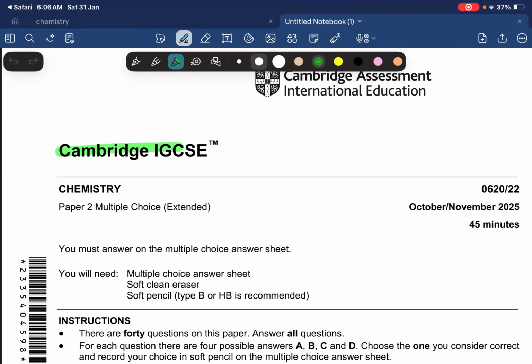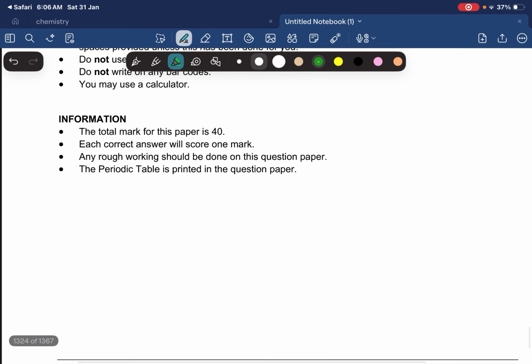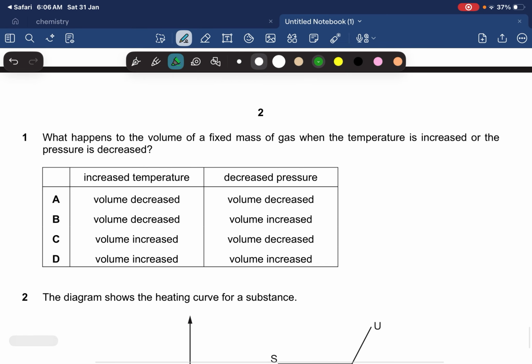We're going to be doing Cambridge IGCSE Chemistry, Paper 2 Multiple Choice Extended, October-November 2025, Paper 22. The first question states, what happens to the volume of a fixed mass of a gas when the temperature is increased or the pressure is decreased?